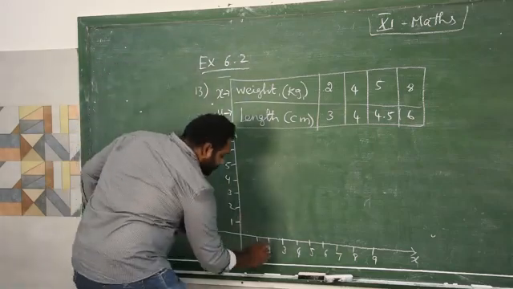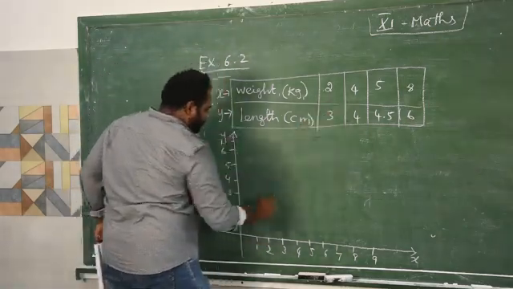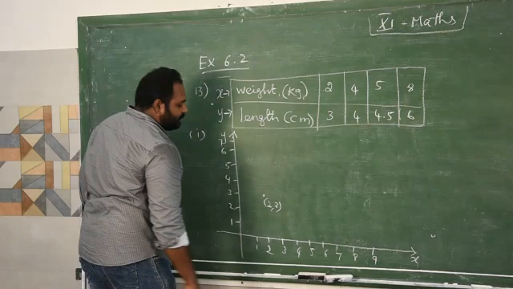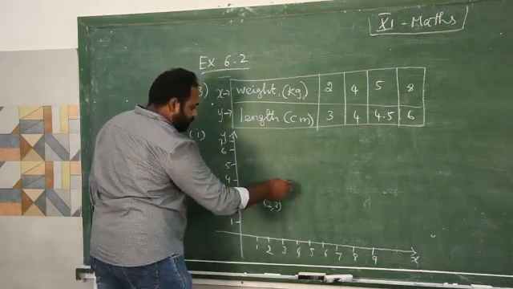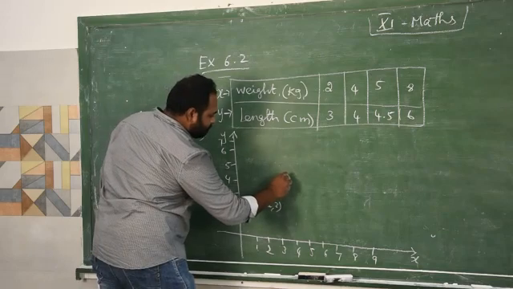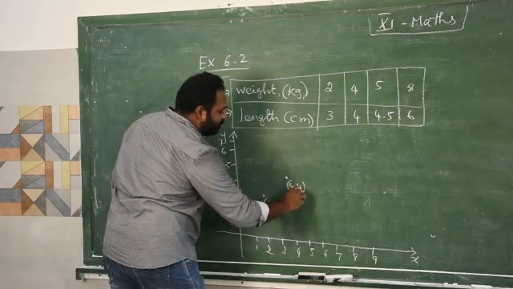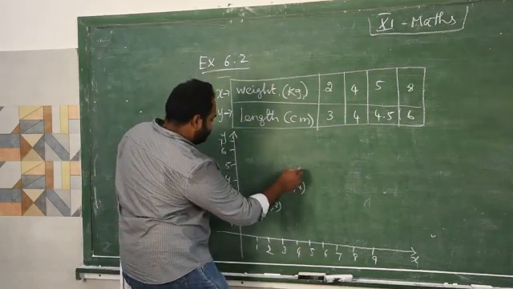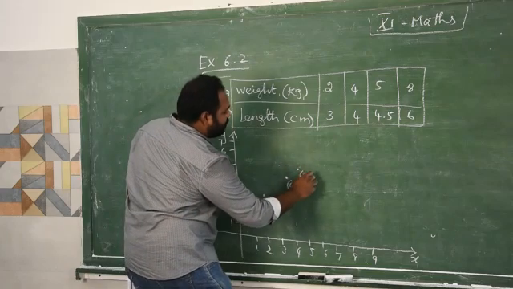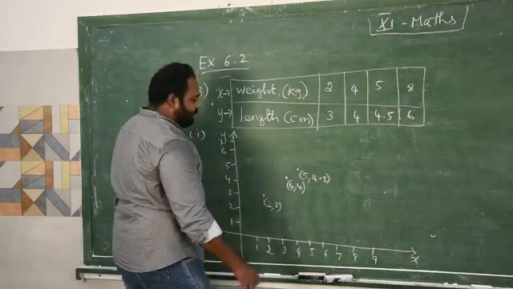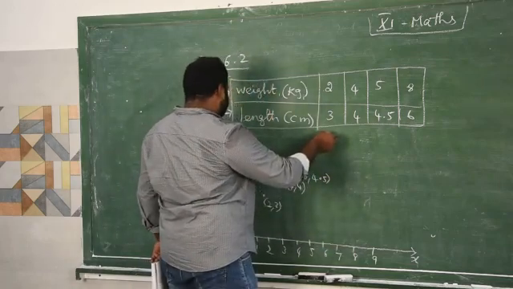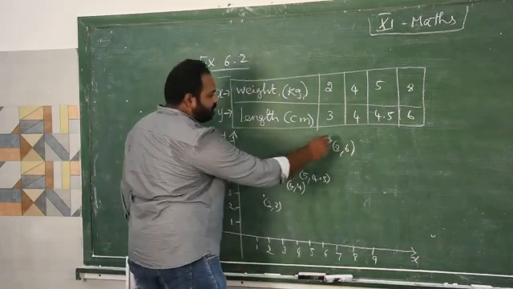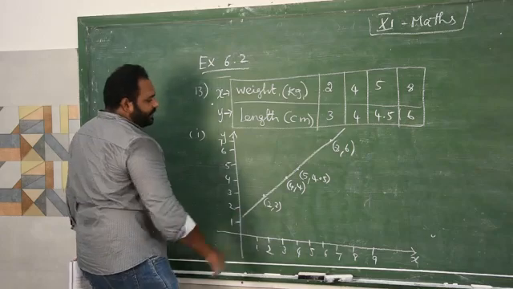The first point is 2 comma 3. 2 here, 3 maybe here, no? This is 2 comma 3. Next, 4 comma 4, maybe somewhere here, isn't it? Next, 5 comma 4.5, somewhere in between. Next, 8 comma 6, somewhere here. After plotting the points, we have to join the points to show the straight line.